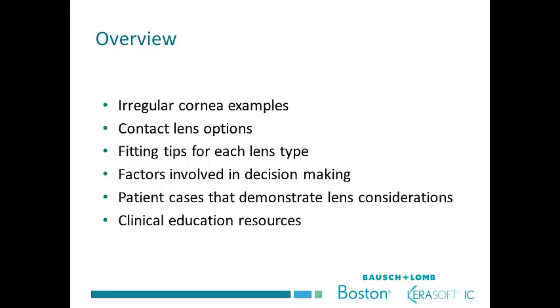Oftentimes, the first thing we think of with irregular corneas is Corneal GP lenses, or an RGP lens to correct these irregular astigmatism patients. But there's a whole variety of different lens options that are available to you, especially if you're intimidated by trying to visually rehabilitate these patients when you first see them, especially if you haven't had much experience or exposure to patients with these types of conditions.